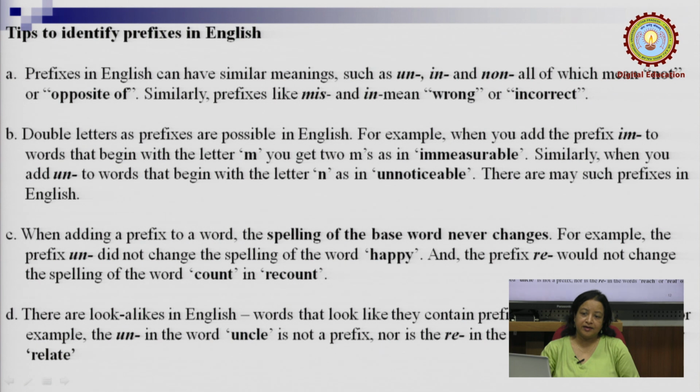There are also look-alikes in English. Words that look like they contain a prefix, but in fact do not. For example, un, as we have seen in point number one, means not or opposite. In the word uncle, un is not a prefix, nor is the re in words such as reach or real or relate. So, learners must be aware of such words.